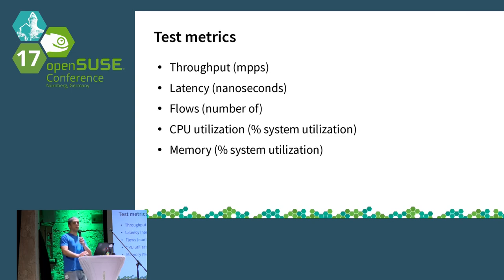Then we have to talk about the metrics that we want to collect in order to come up with our report. Obviously, we want to collect the throughput, which is usually measured in million packets per second. The latency, these days it's very common to get it in nanoseconds. The flows, as I said, in number. The CPU utilization, which is taken as a percent of the usage or free, depending on what's being chosen. And the memory, again, as a percent of the total memory on the system.